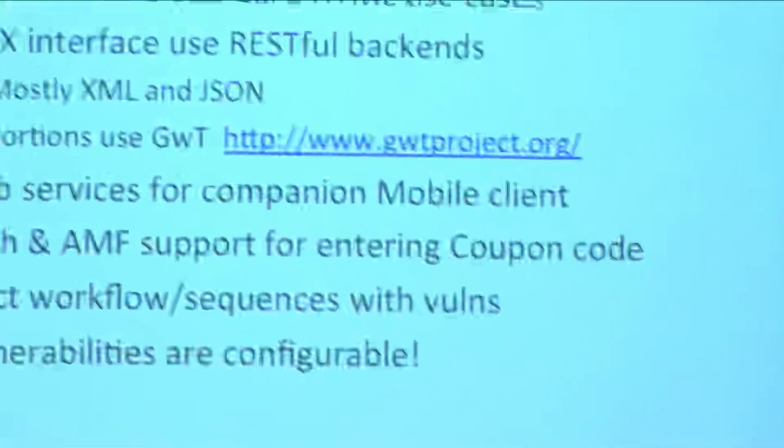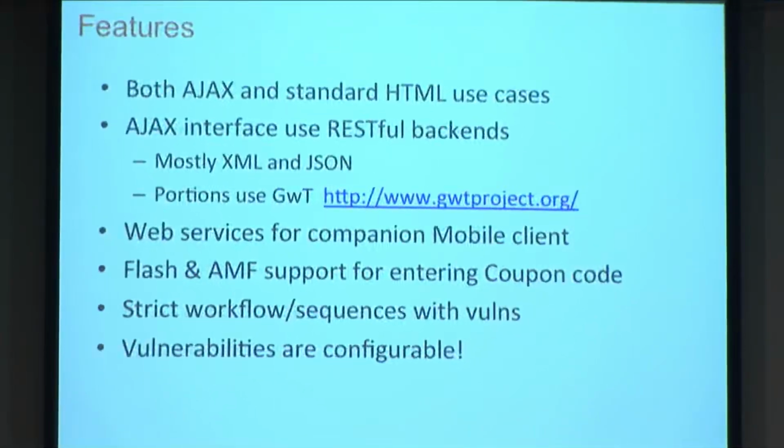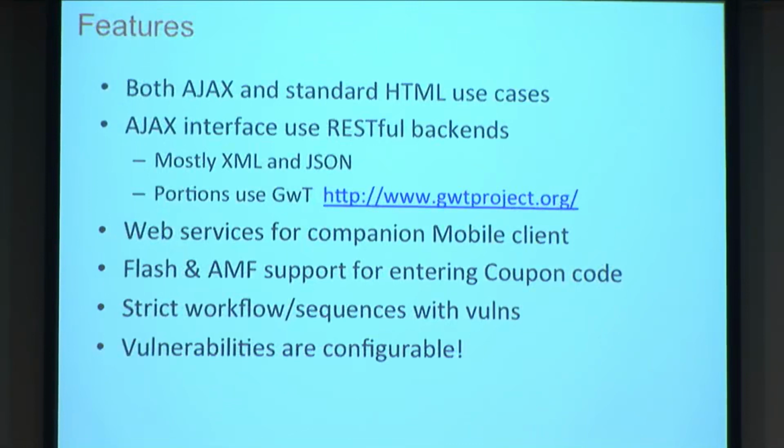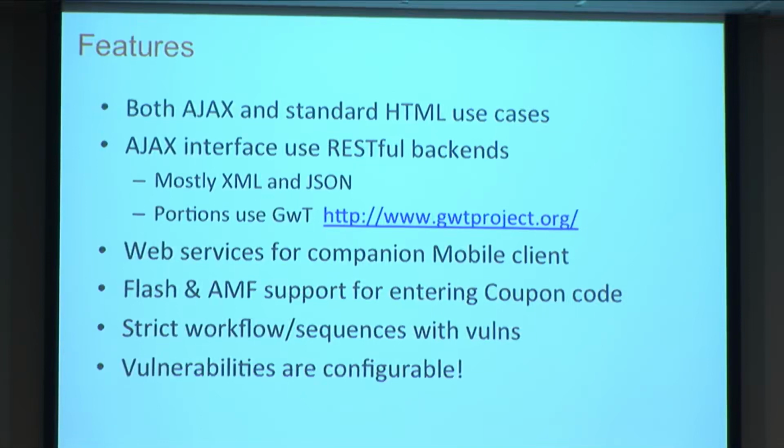Like I said, as for features, it has some standard HTML, but it has some AJAX activity, mostly XML and JSON. There are portions with the Google Web Toolkit libraries. So we've scattered different technologies. Pieces of it use jQuery, some of it uses Google Web Toolkit. We actually have Flash and AMF going on there, where you enter your coupon code. It's a little Flash applet that runs, and of course that's using AMF, and you can start stealing coupon codes through that. It also has strict workflows and sequences, which I'm going to talk about here.